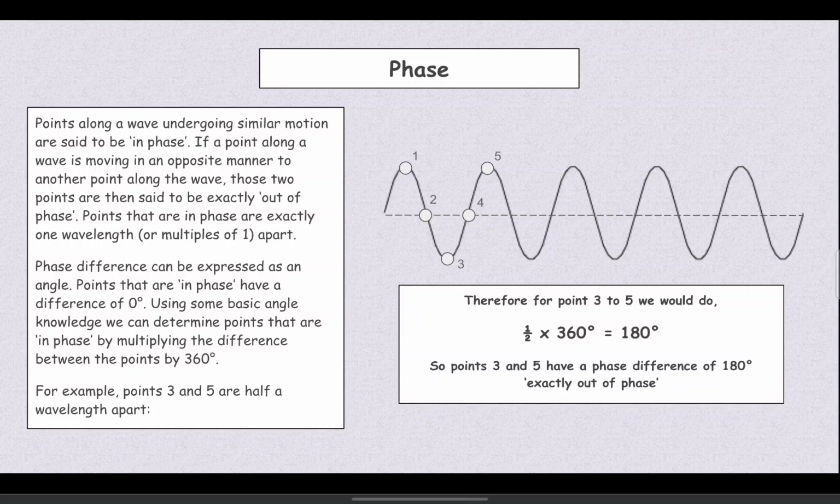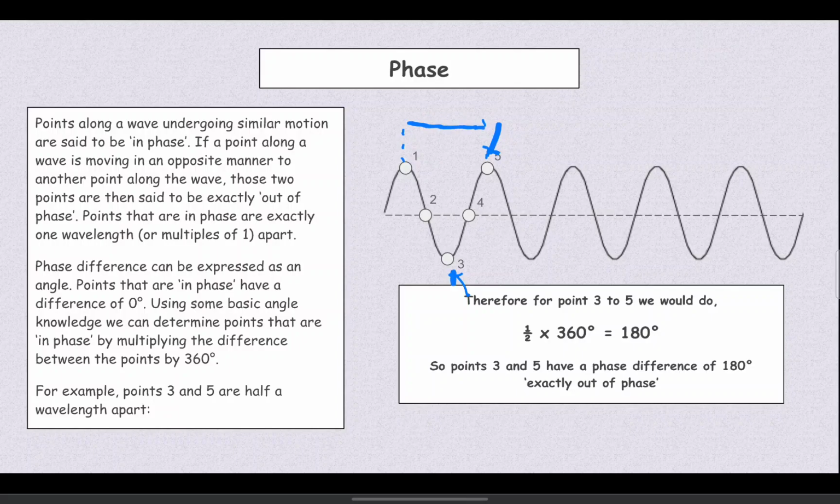Points are in phase when they have a difference of 0 degrees. To determine if a point is in phase, multiply the wavelength distance between the points by 360. Now, for example, when we look at the points 3 and 5 here, they are exactly half a wavelength apart, as this would be, if we imagine the graph before, the start of a wavelength.